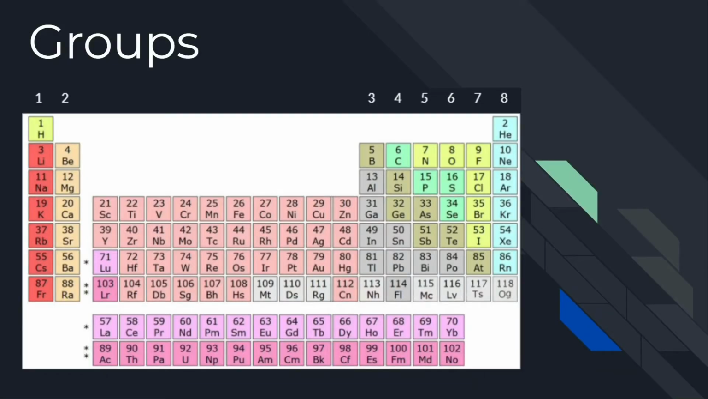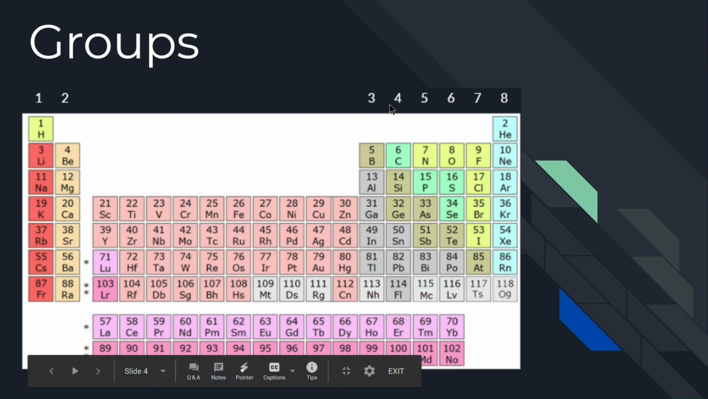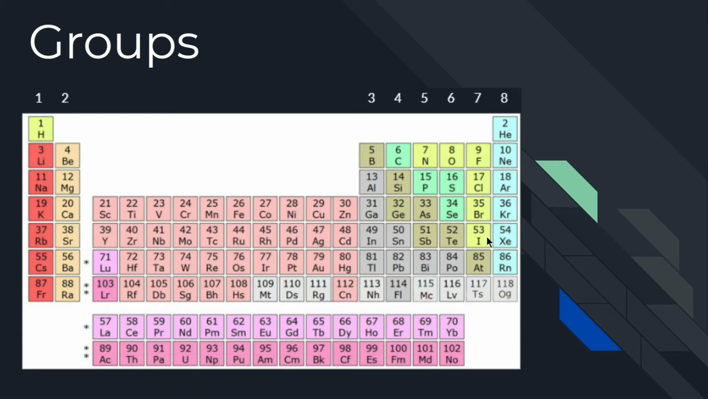Let's get into the concept of learning how to group elements. The numbers here on the top represent the groups, which are the vertical columns going down. So we got group 1, group 2, group 3, group 4, group 5, group 6, etc. But why are they grouped like this? Why do we have numbers like this? Well, we're going to explain why later.